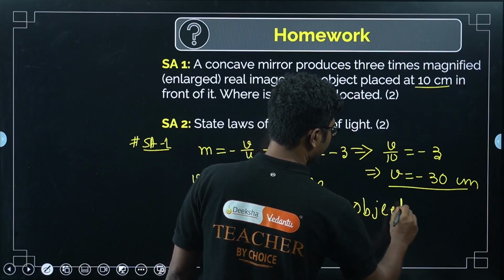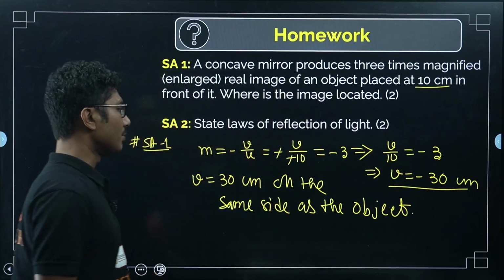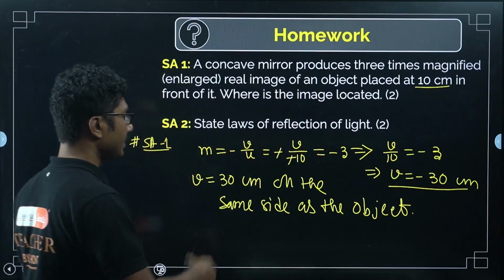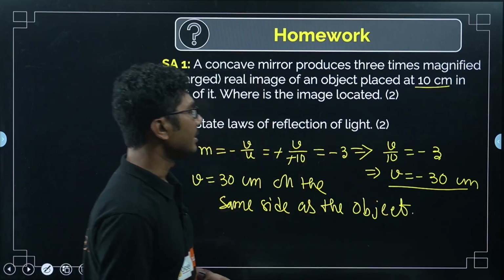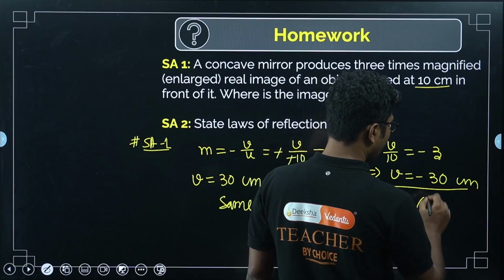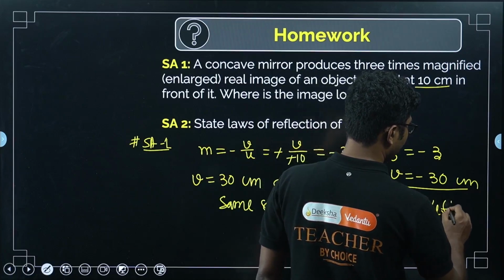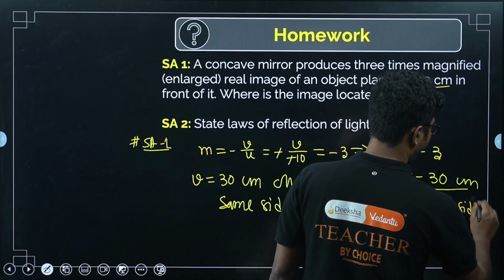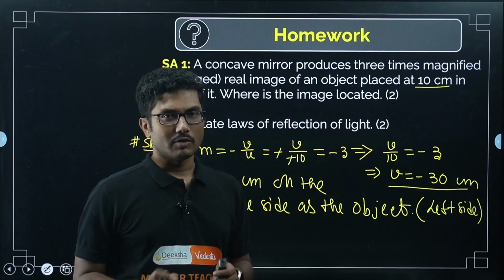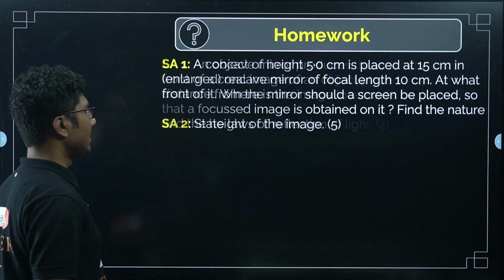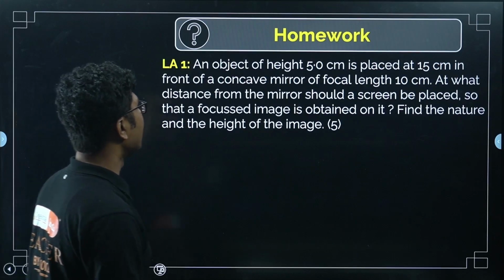This is very important. It's a 2 mark question. You have to not only mention the 30 centimeter but also which side it is. If you don't have time, you can mention left side. That is also fine. Generally the left side is taken as the side of the object. Now let's move on to the next long answer type question.